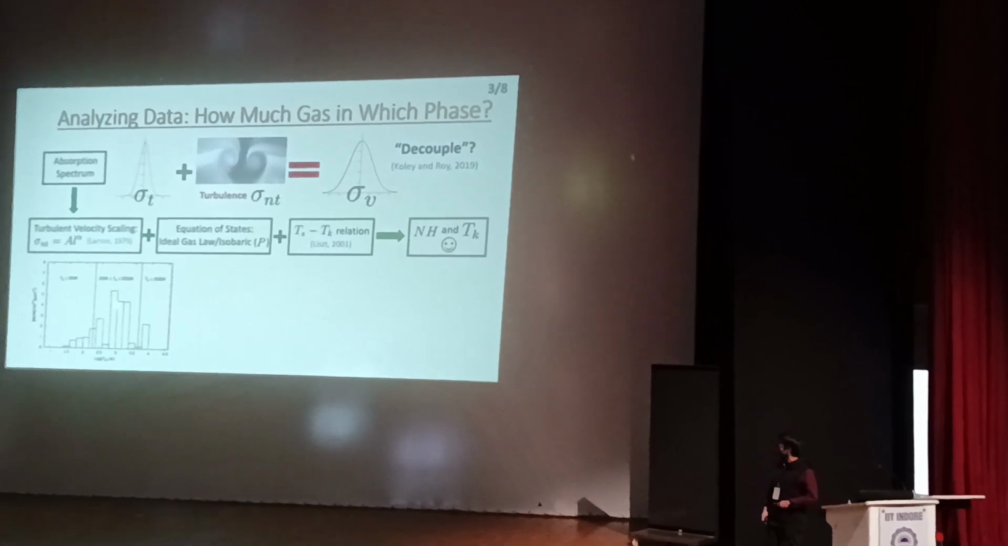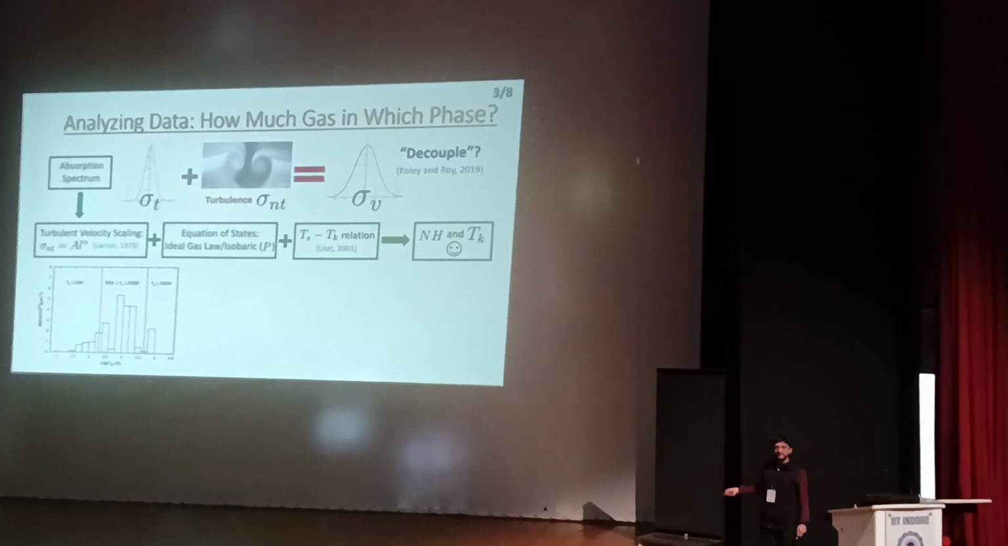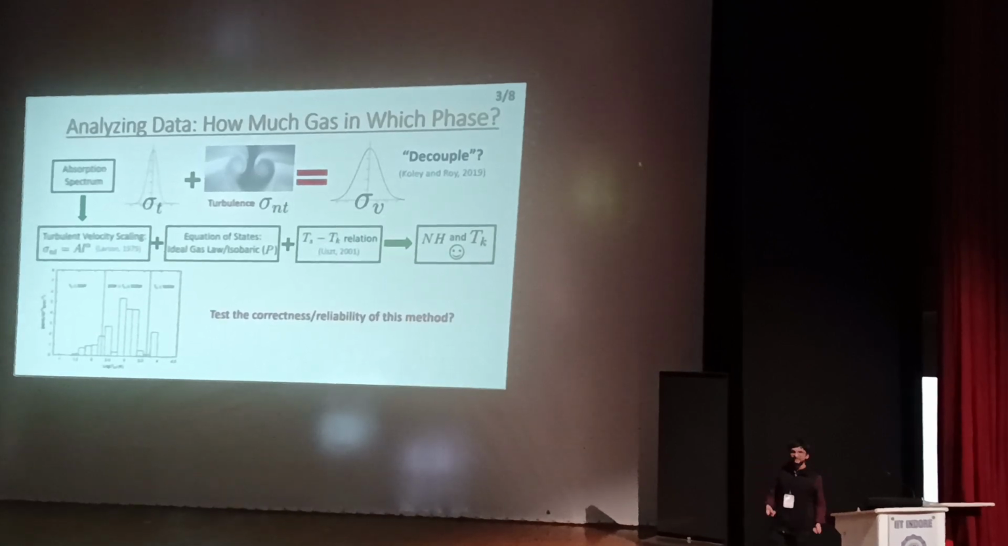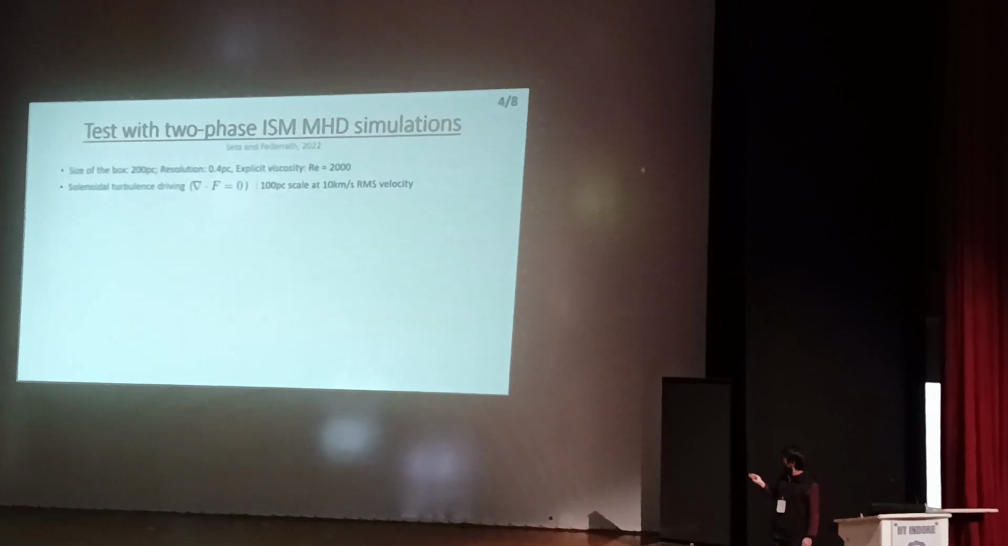And if we do that for observational data, we see that most of the gas, contrary to our expectation, finds itself in the unstable region. Now, the main question is, can we test how reliable these inferences are through some method? And here is where a simulation comes in.